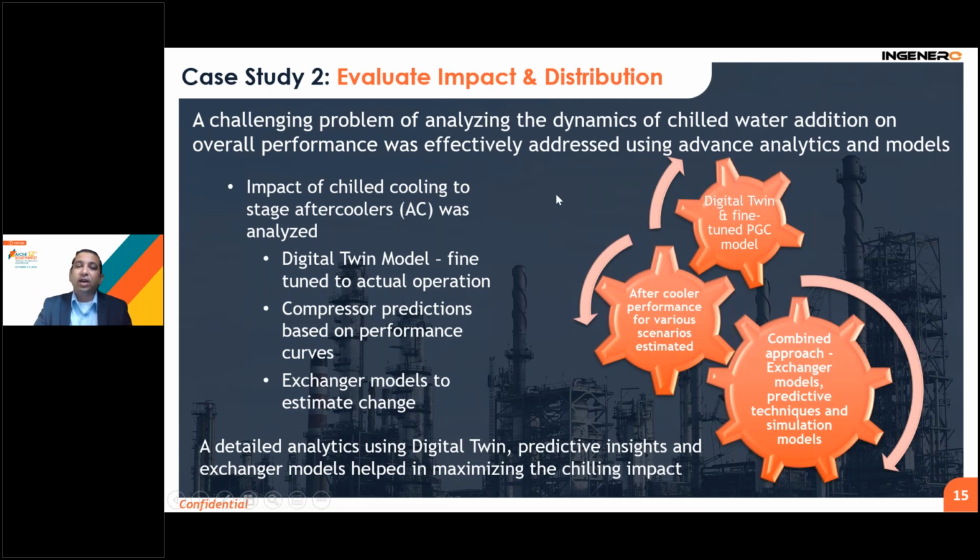To address that and find the best solution, advanced analytics in combination with models was applied. This analytical solution utilized several models, including a digital twin model, which was fine-tuned to actual operation and was mimicking the ethylene plant performance. Along with that, compressor predictions were incorporated in the analytical solution. Exchanger models were used to estimate this change. A detailed analysis and combination of these models was run to analyze different solutions and find the best solutions from it.